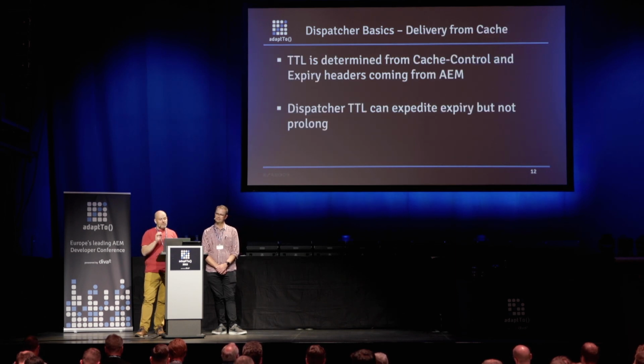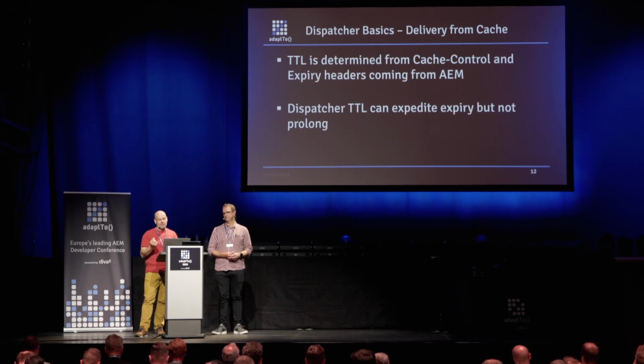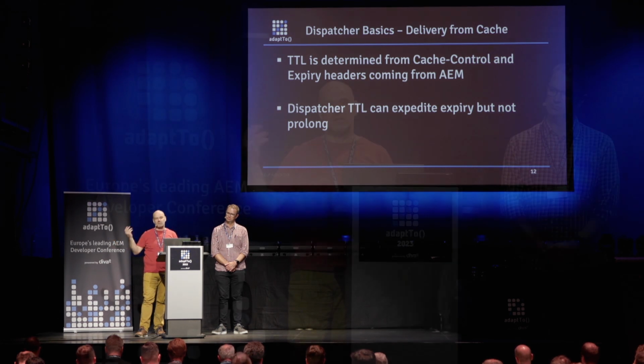Now, looking at the delivery from cache, the TTL is determined from cache control and expiry headers coming from AEM. So dispatcher respects what origin sends, and that is also how CDNs typically work. If you send a header, the CDN will also respect that. But TTLs can only make resource expiry in dispatcher happen before the stat file would have them expire. It cannot prolong that time. And let's look at why that is.